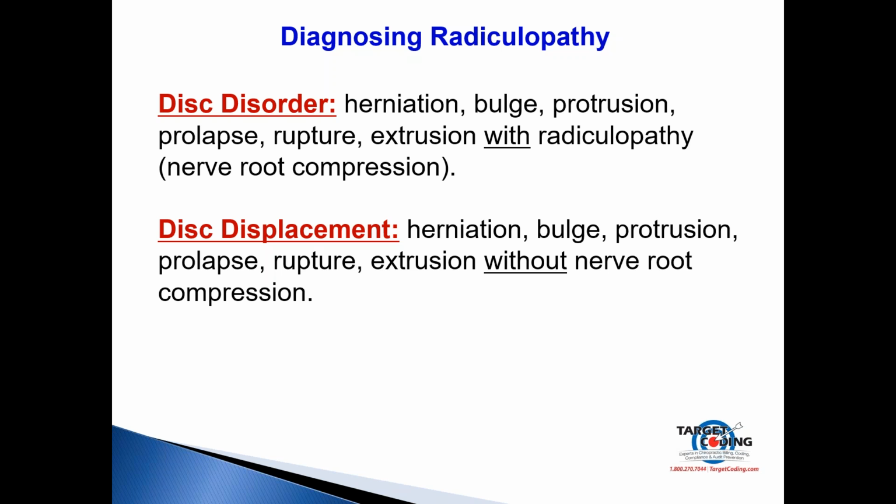I got an MRI recently. Here's my MRI. It shows herniated disc at L4, L5. So that would be disc displacement. This patient doesn't have any compression. There's no radiculopathy. The MRI might say without myelopathy. That's another common term.